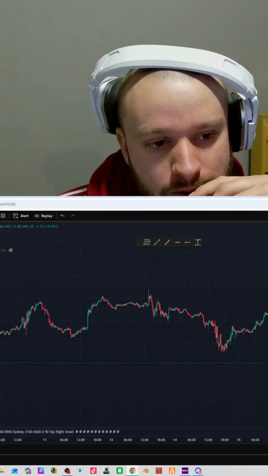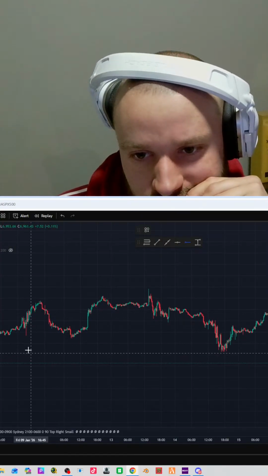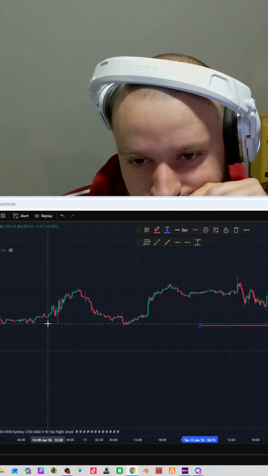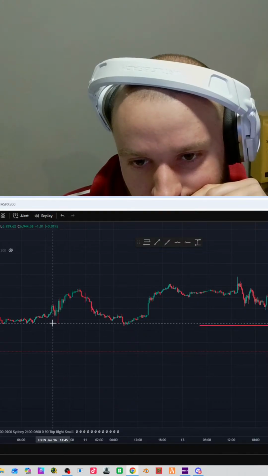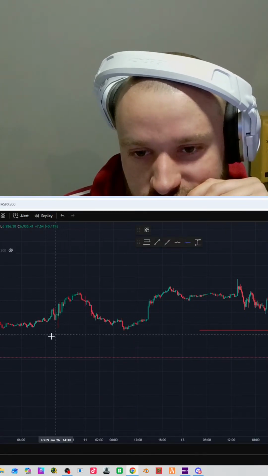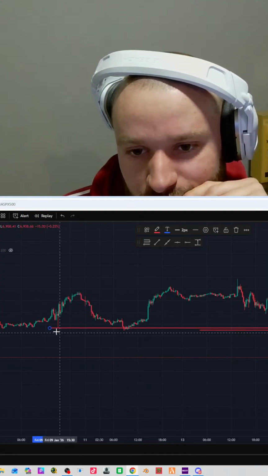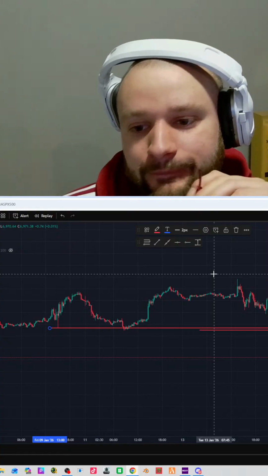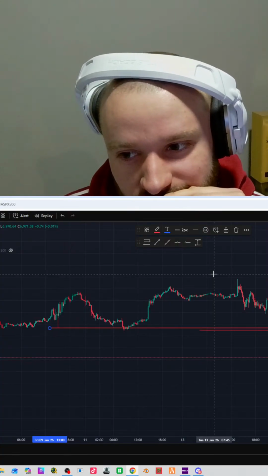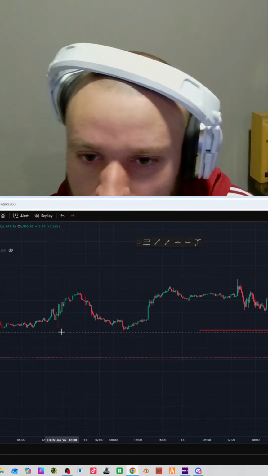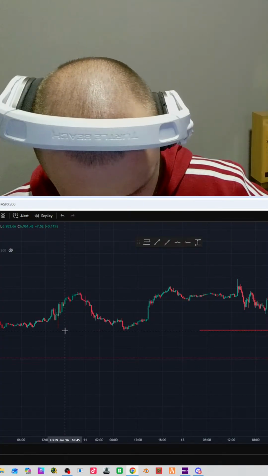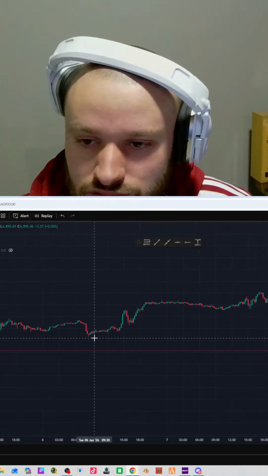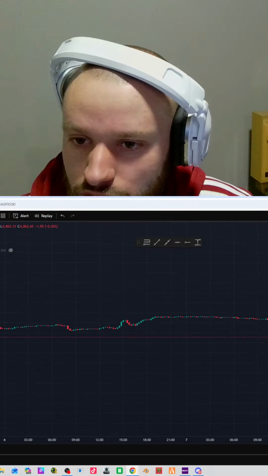Let's try here. What is wrong with this? Boom. Liquidity was swept and ripped up. It's not bad. So I'm gonna count that as 1 on the 15-minute. See if we could catch one on the downside. That's what I really want to do.